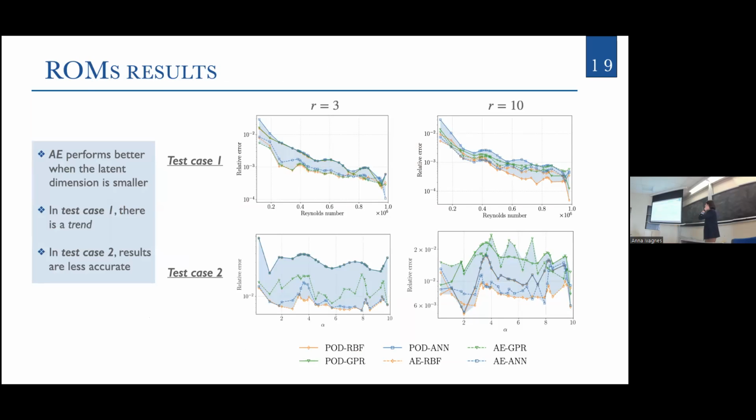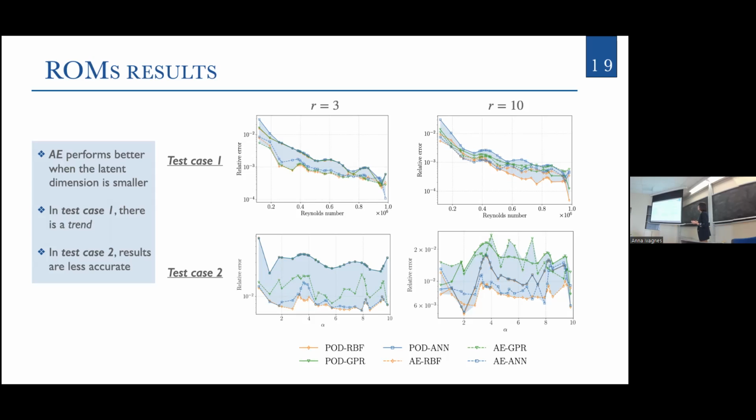Okay, here I would just like to show some preliminary results for the reduced order models. In the first row, you see the results for the first test case and the second row for the second test case. These plots are the relative errors with respect to the FOM for the test parameters. Here you see the Reynolds number, and here alpha, which is the angle of attack.